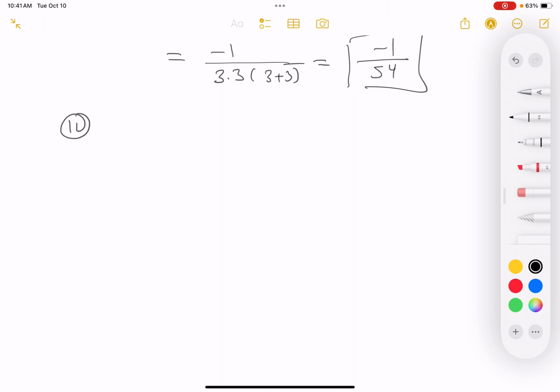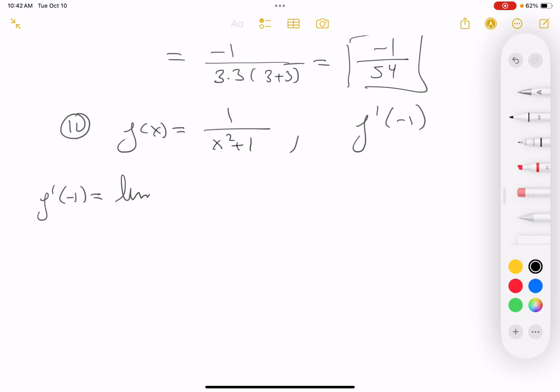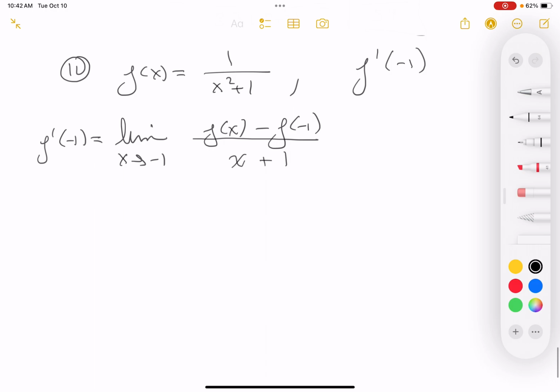So number 10, and number 10, again, is a definition problem. So f of x equals 1 over x squared plus 1, and the f prime is going to be evaluated at minus 1. All right, let's look at it. So f prime of minus 1 is the limit as x goes towards minus 1 of f of x minus f of minus 1, over x minus a minus 1, which is x plus 1. Let's keep moving forward. What's f of x? It's 1 over x squared plus 1, minus, well, f of minus 1 is going to be 1 over 2.